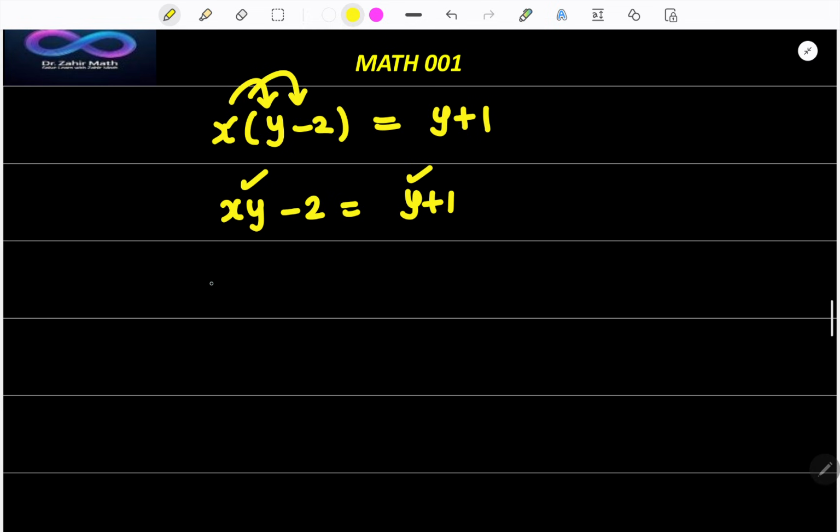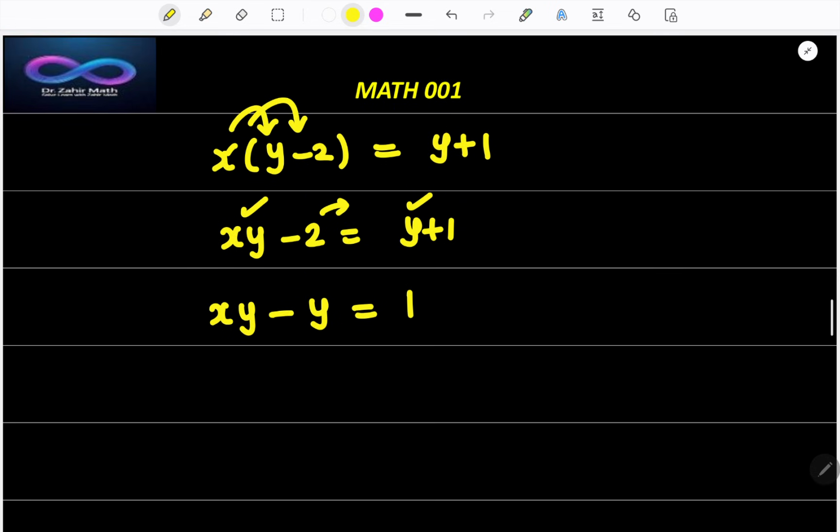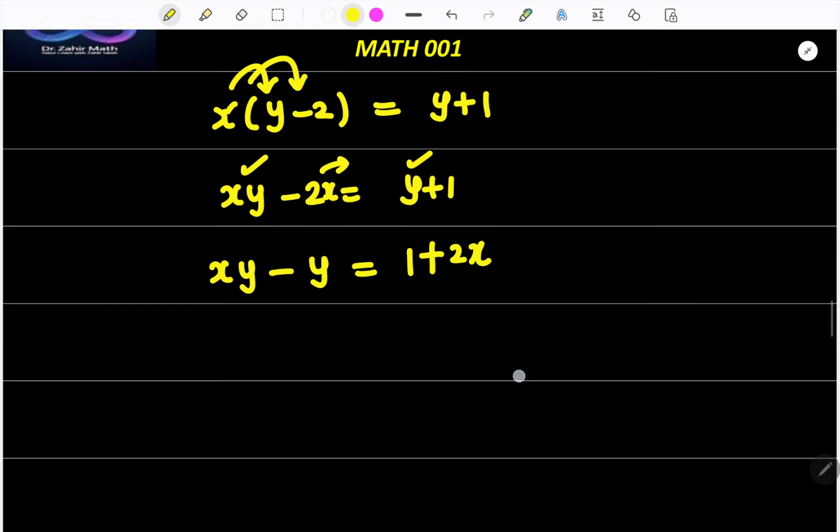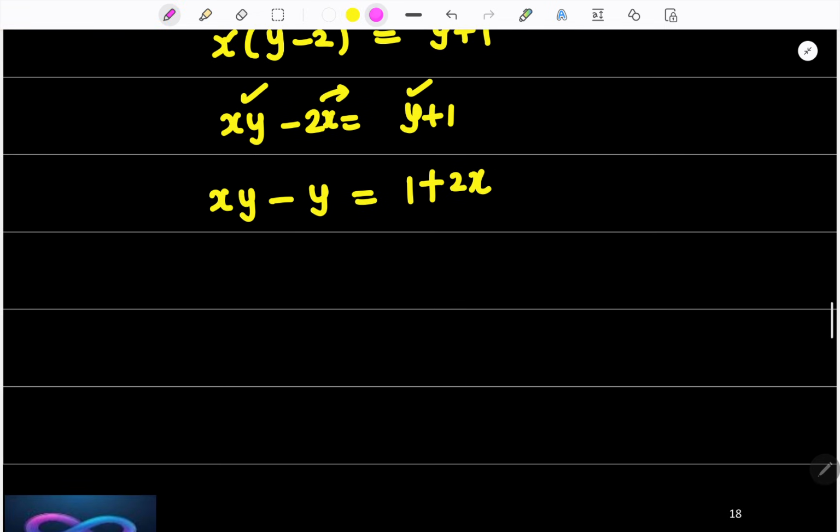And this one take it this side. xy minus y is equal to 1. And then this minus 2 goes that side, which is equal to what? Oh, sorry, I made a mistake. This is 2x. So 1 plus 2x. Clear? Right. Now I'm going to take y common. Because why? Because we are going to solve for y.